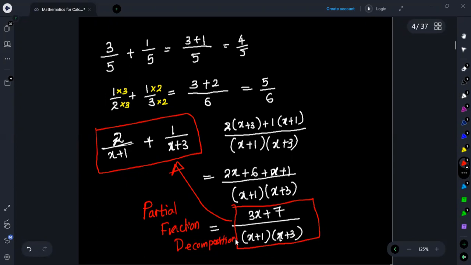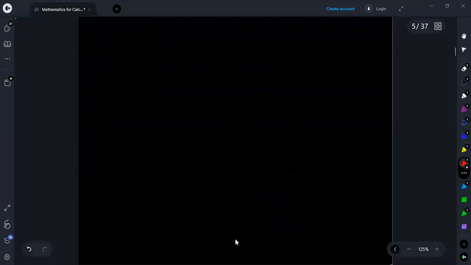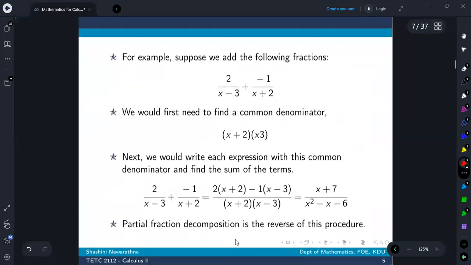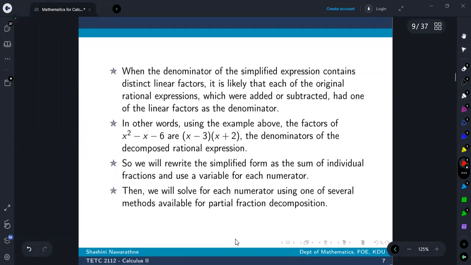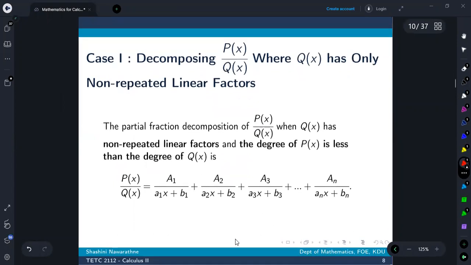Okay, so let's go through the techniques and the things that we need to follow when we are applying this partial fraction decomposition. You can go through this note. It also states the same theory that I have explained earlier. Under this partial fraction decomposition, we are going to discuss 4 specific cases.